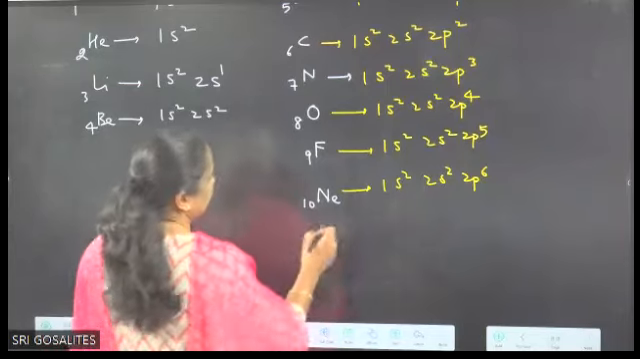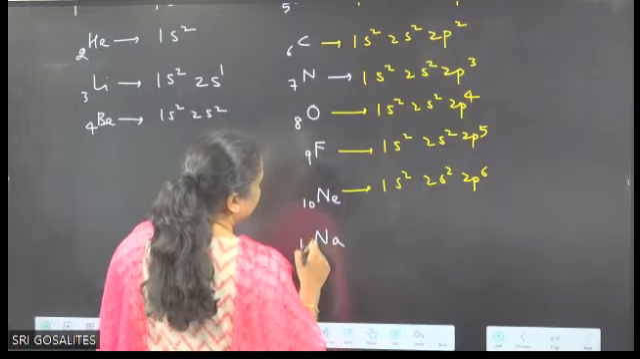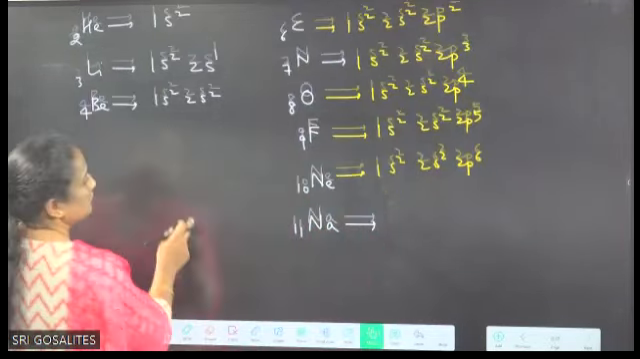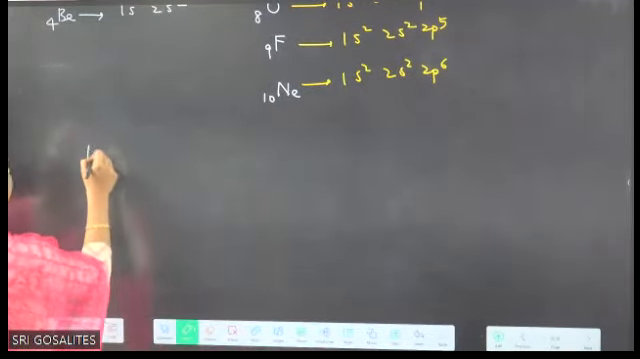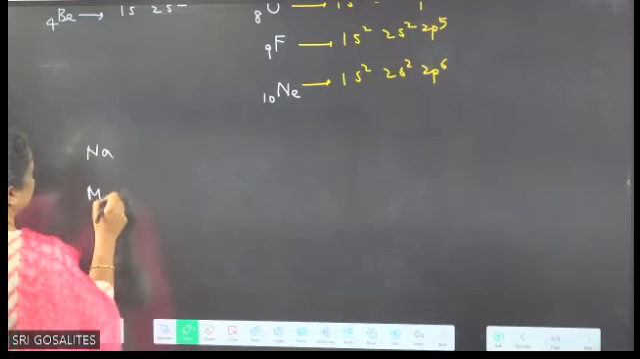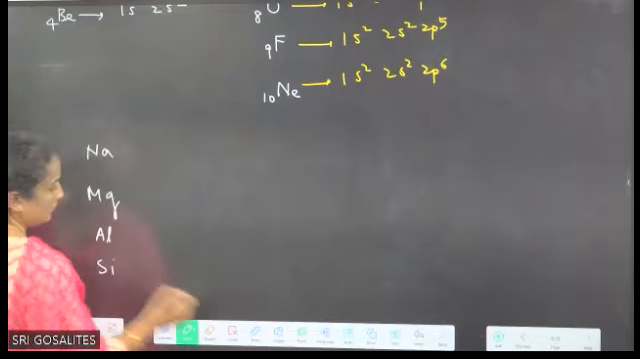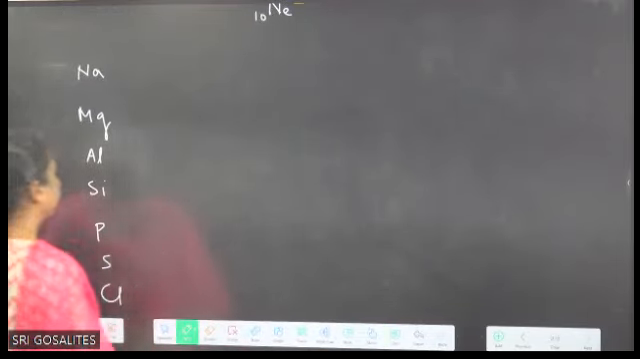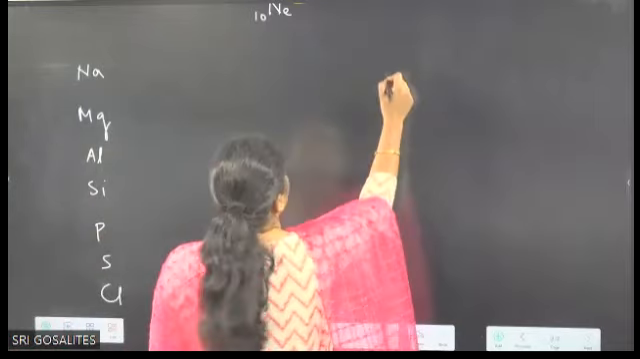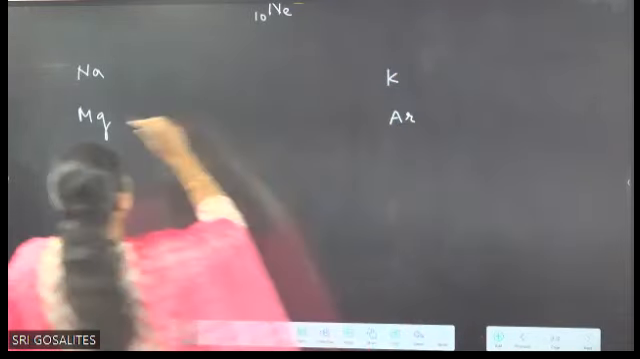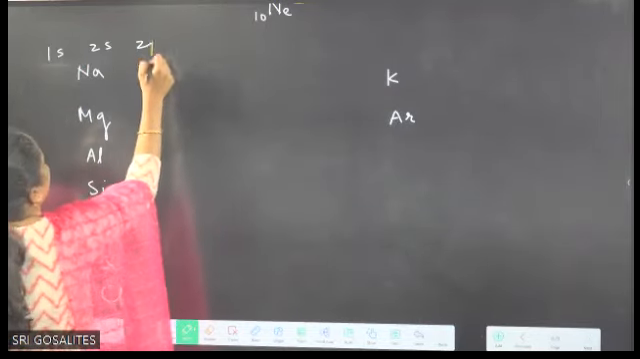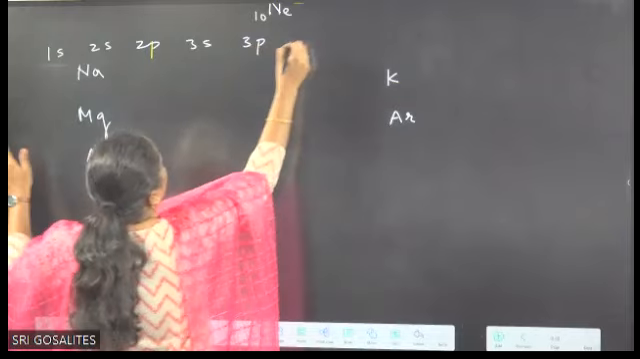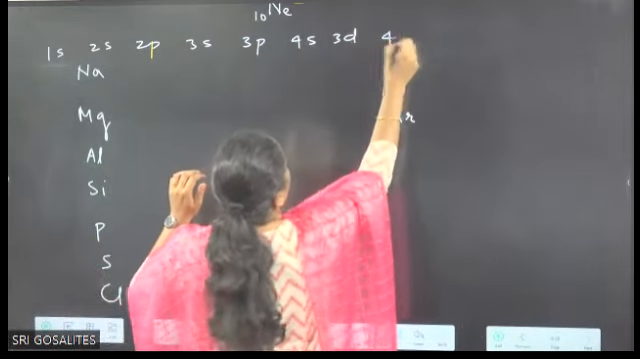You're having neon, then you're having sodium. Write it for this. I'll write a few more elements here. You write it. And I'll again write down the energy order because it may not be visible to you: 1s, 2s, 2p, 3s, 3p, 4s, 3d, 4p.